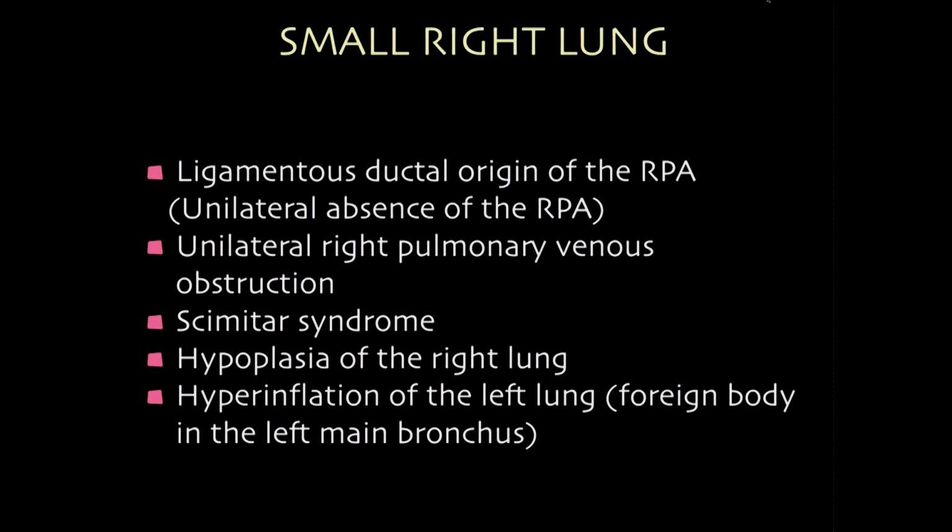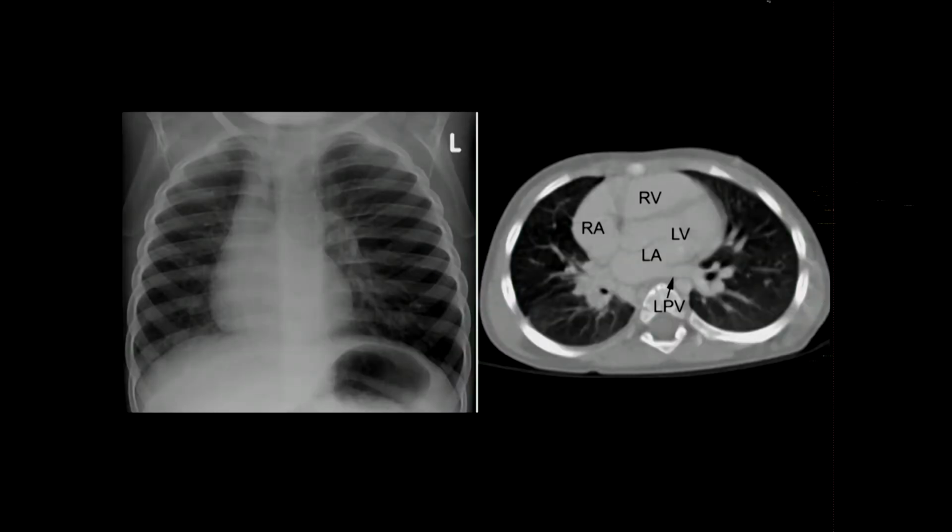So unilateral right pulmonary venous obstruction and Scimitar syndrome, as you know. And hypoplasia, and if you have all this excluded, then you can have a hypoplasia of the right lung. It's exceedingly rare. And then in children, one more differential diagnosis is hyperinflation of the left lung due to foreign body. Okay. So this is another case with the small right lung, and then there is the unilateral atresia of the right pulmonary vein having similar findings.